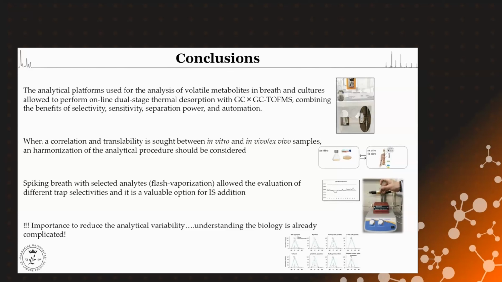It's also very important to reduce the analytical variability because understanding the biology is already complicated. And in these examples today, I showed you that tubes packed with Tenax resulted the best performing for non-targeted analysis in breath and culture, which are humid samples.